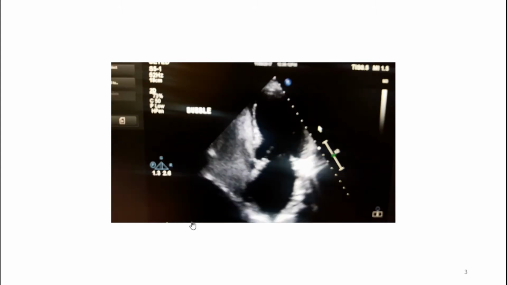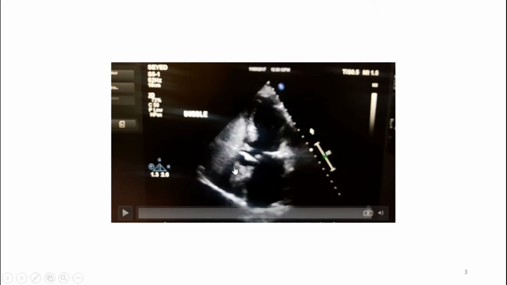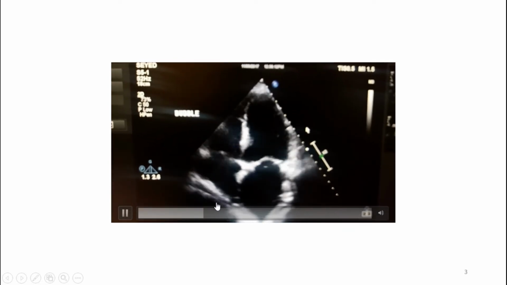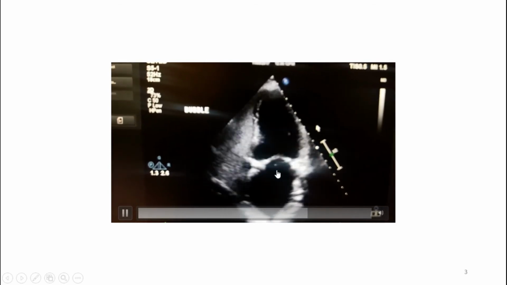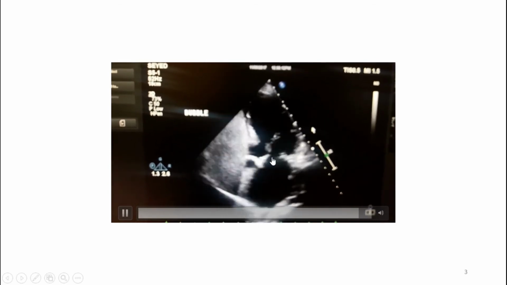When we inject bubbles through the vein, a few beats later they show up in the right heart. And if there is any shunt between right to left, some or many of those bubbles come and show up in the left side.